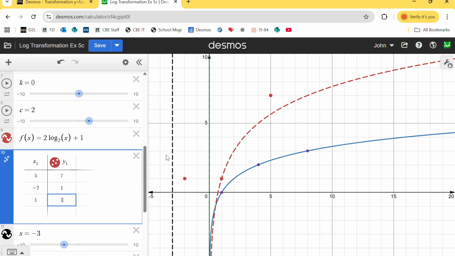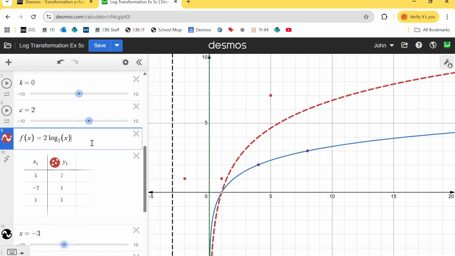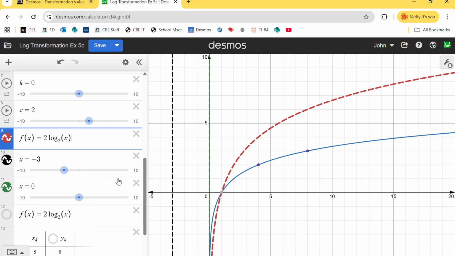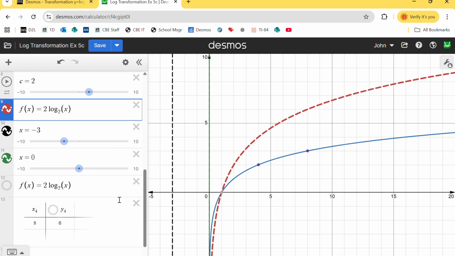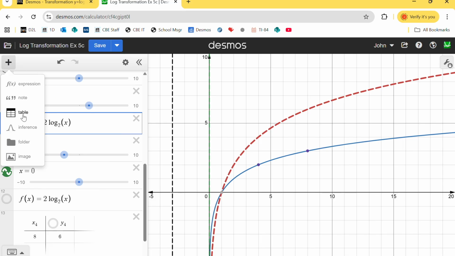Right there. And then this point 0, 1 tells me there was also a vertical translation 1 unit up, so I'm going to reverse that, and let's go backwards. And then now we're left with that, okay? Now we need to make a comparison here. So I'm going to throw a chart, a table.